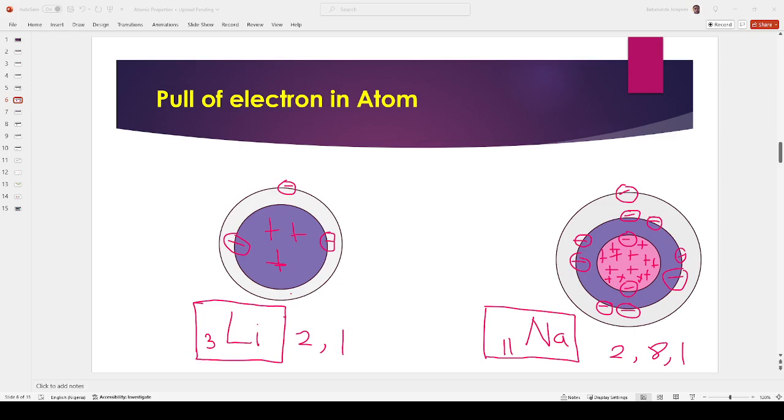But the effect of the positive charge on the outer electron is much more in the lithium atom than in the sodium atom, simply because down the group, addition of shells shears away the attractive force of the nucleus on the outer electron. Hence, lithium atom is more electronegative than the sodium atom. That is, the pull of electron to the nucleus is much more in lithium than in sodium.